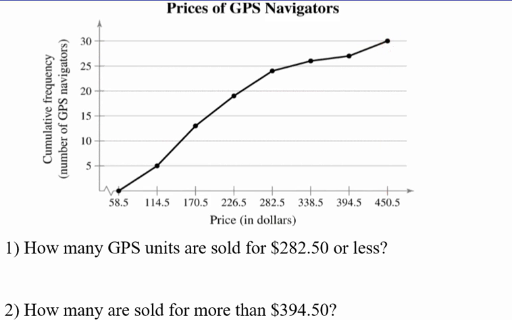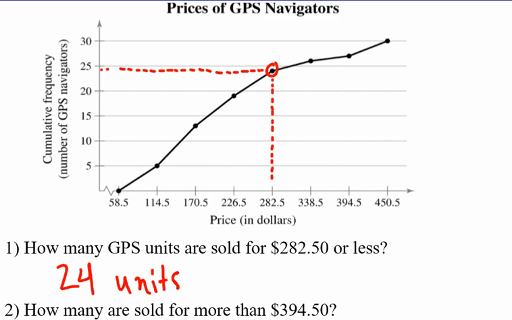So for example, in the first one it says how many GPS units sold for $282.50 or less. So if I go to that one, that'd be right here. And it's a little difficult to read my scale because I'm going to estimate a little bit, but this looks just shy of 25, which leads me to believe it's probably 24. So I would say there are probably 24 units that sold for $282.50 or less.